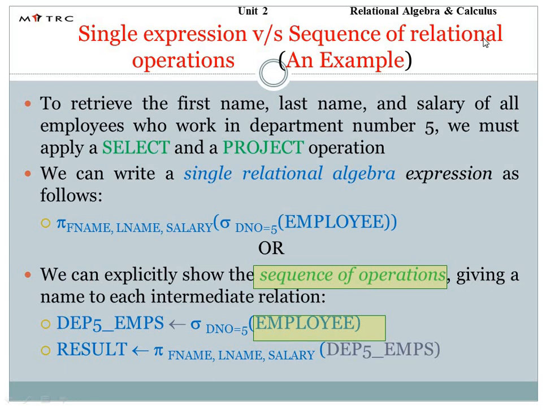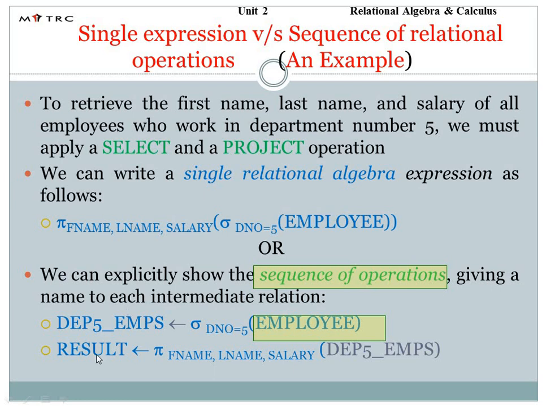That is the second approach. We have a sequence of operations, the first and the second. If we apply the first operation on the relation employee, with the condition department number 5 being selected, we get a relation DEP5_EMPS. That means it is a temporary relation. On this temporary relation, we take the project on first name, last name and salary, which gives us the final result.